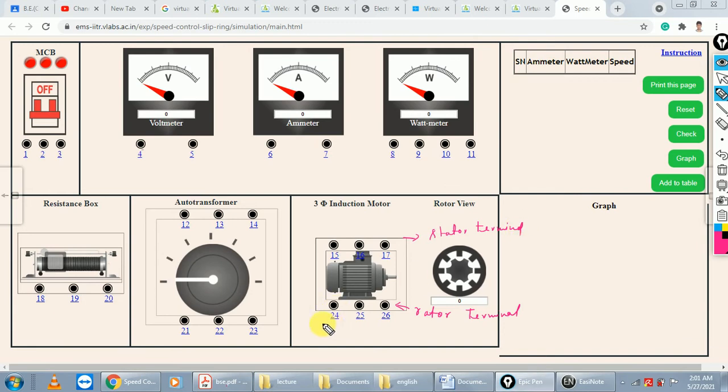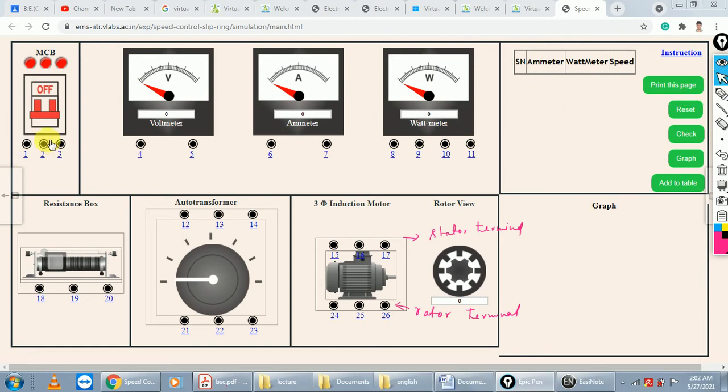In this rotor terminal we connect an external resistance, and this stator terminal connects with this auto transformer. The auto transformer connects to the mains or MCVs board, and a voltmeter is placed in the line to measure the line voltage, and this ammeter measures the current. This wattmeter measures the losses in our induction machine. So let's start the connection.